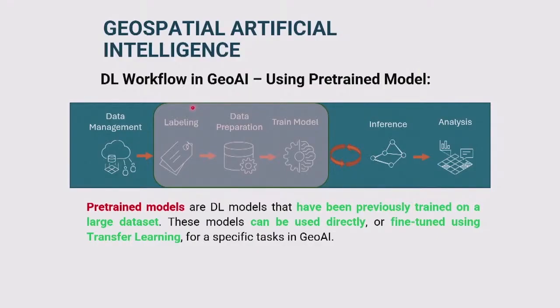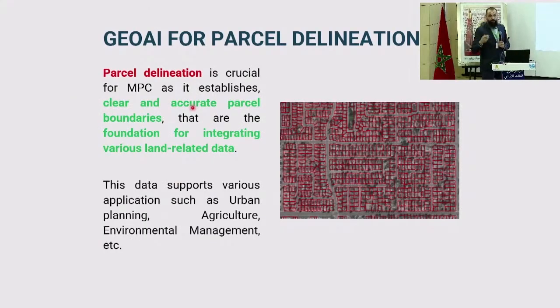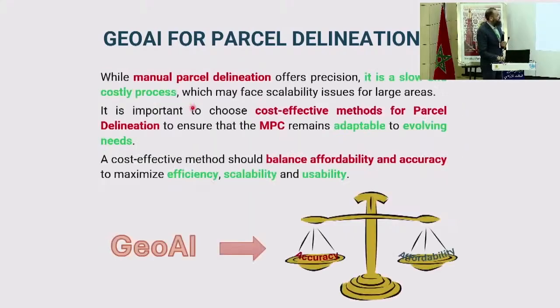So let's start with the first example, which is parcel delineation. I think all of you know the importance of parcel delineation, because it is crucial for MPC. It provides us the base layer, which is the parcels. And based on the parcels, we can add all other related information about the land. So the problem is that manual parcel delineation offers precision. We know that.